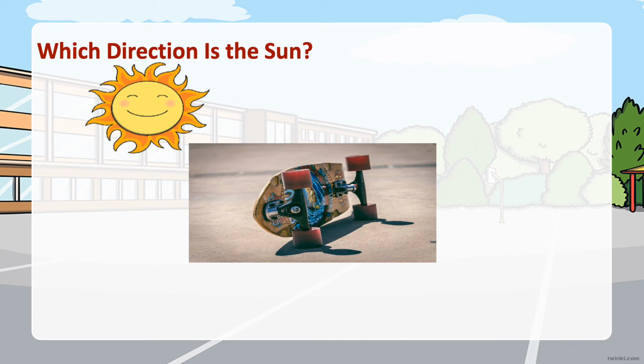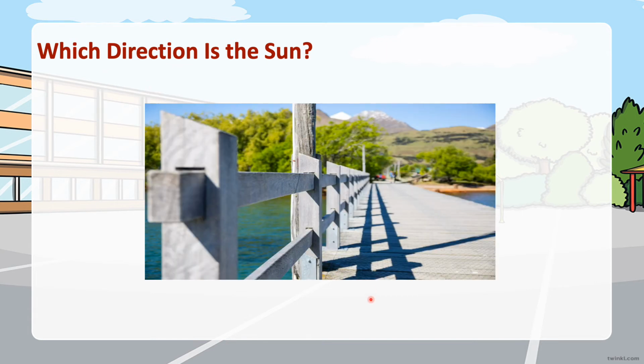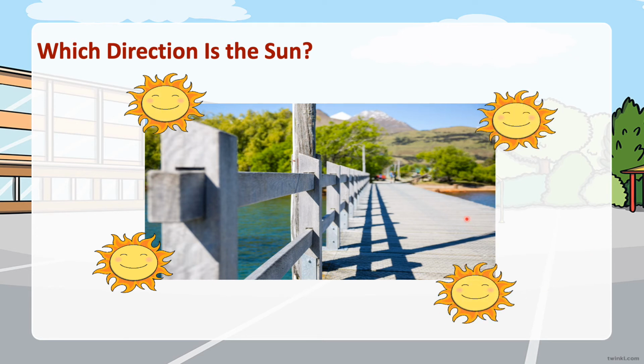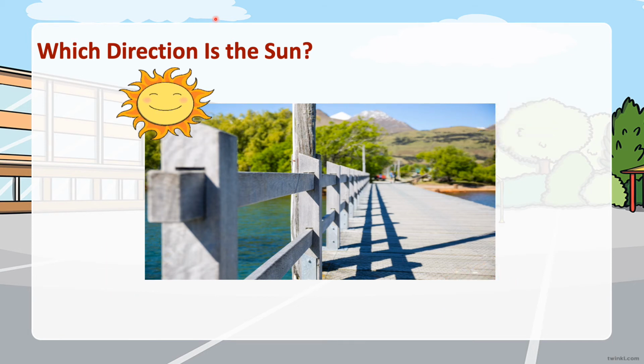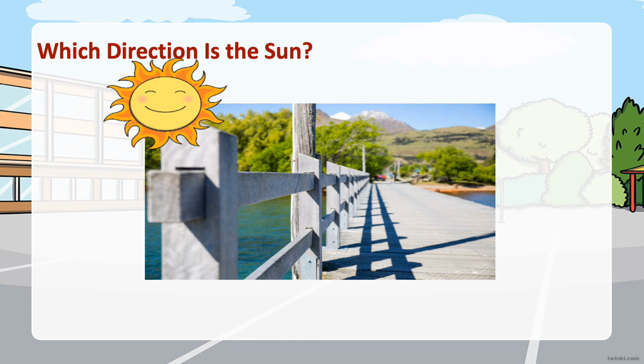Okay, let's do one more. You can see the shadow being formed here. So which direction do you think the sun will be? Four options are being given here. The shadow is formed this side. So the sun will be on the opposite side of the shadow that is being formed. So the right answer is this side. Okay, let's do one more.